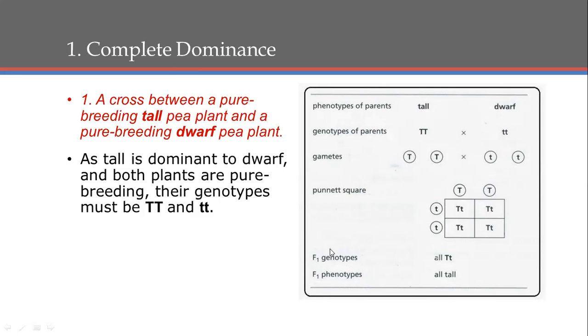And we said F1 is filial, from the Latin language, son or daughter. So it will be capital T small t. How many capital T small t do I have? 1, 2, 3, 4, all of them. So all of them are tall or short? Tall, because tallness is the dominant trait. Okay, 100%.